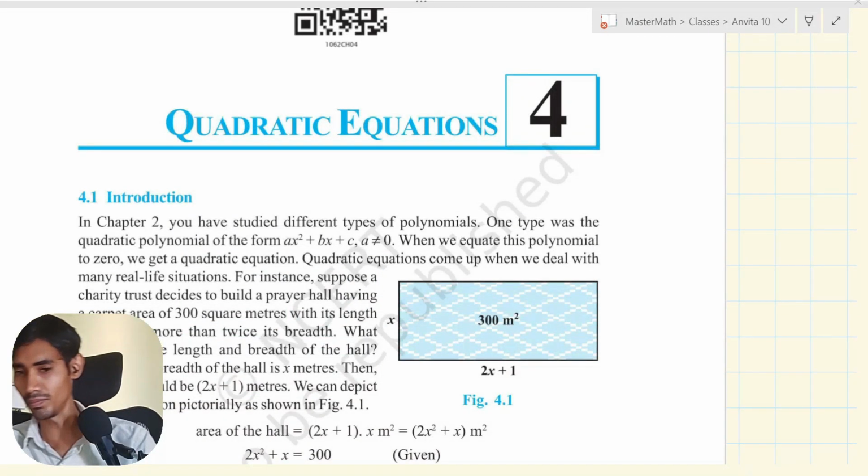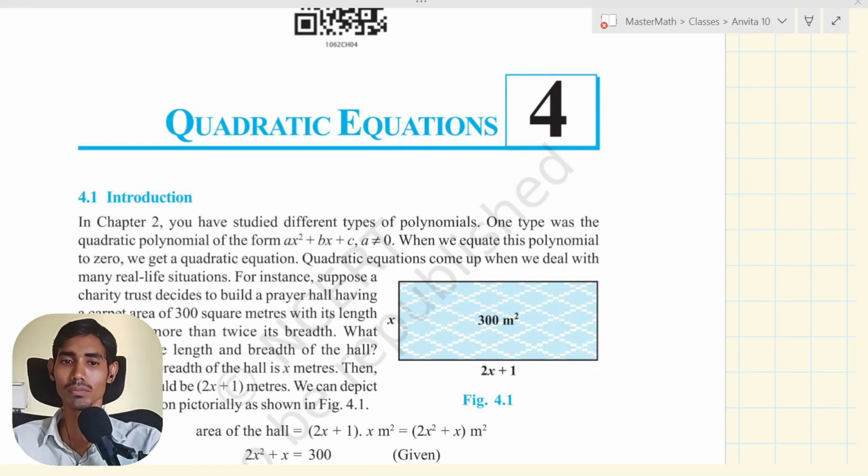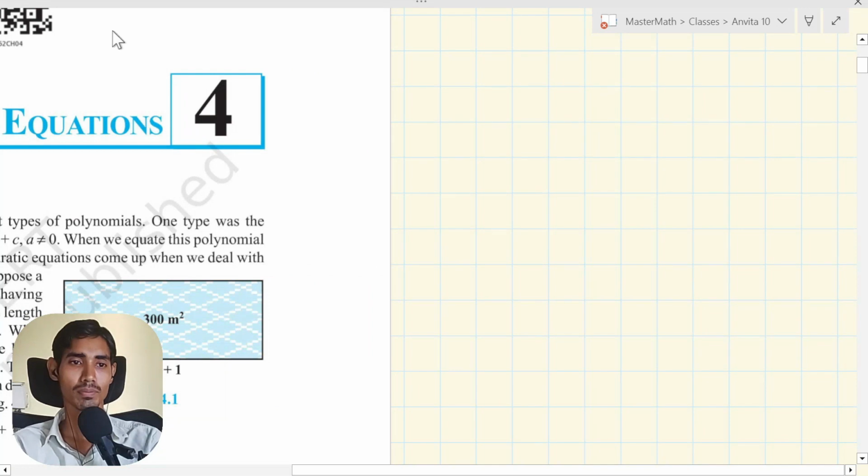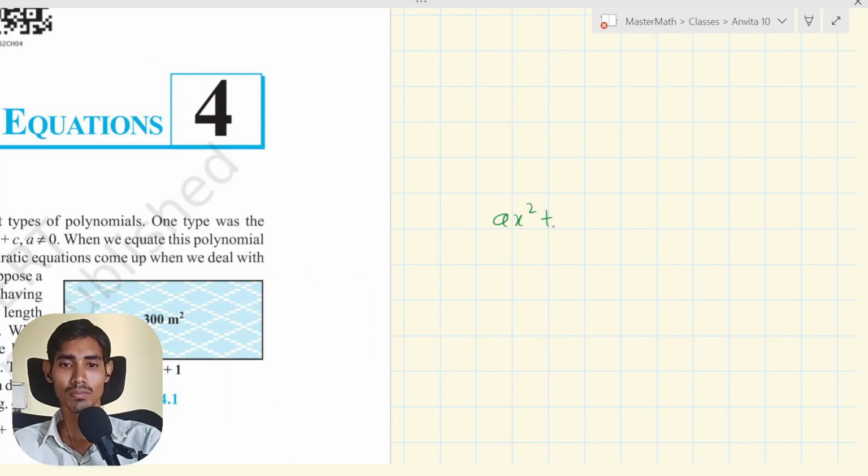So the standard form is ax square plus bx plus c, and because this is an equation, we'll write is equal to 0.